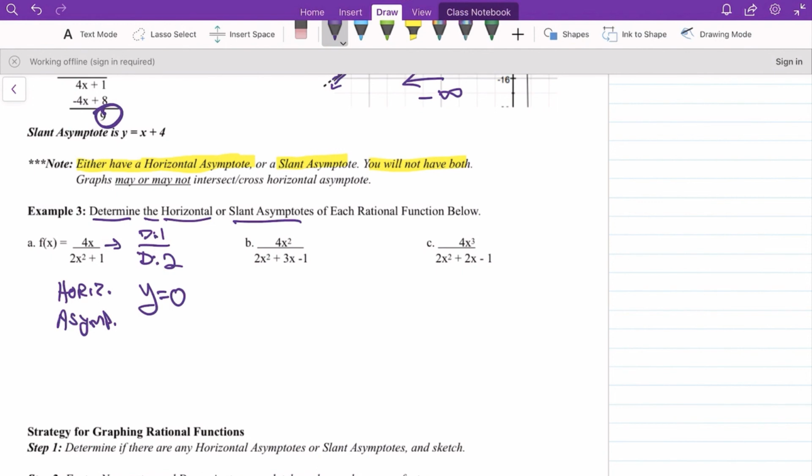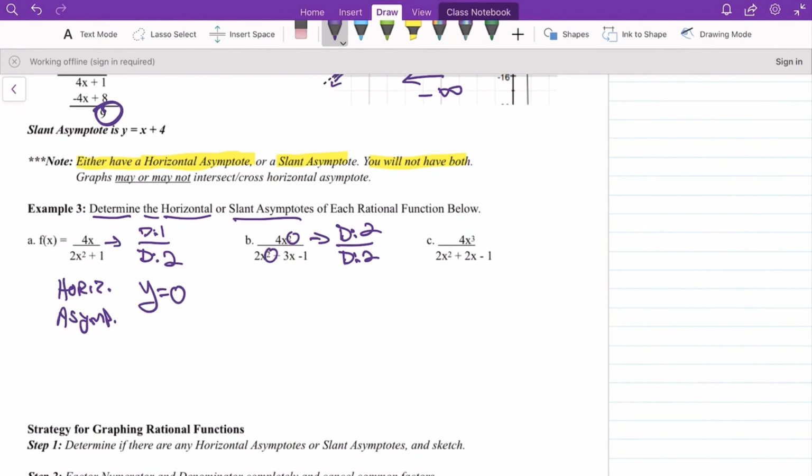If we go to the next one, the degree of the numerator is 2, and the degree of the denominator is also 2. So what we said earlier was if the degrees are the same, you look at the lead coefficients. I'm going to look at the 4 and the 2, and we create our fraction out of that. So y equals the lead coefficient of the numerator, 4, over the lead coefficient of the denominator, 2, and then we can reduce that. So it's going to be 2. So we would have a horizontal asymptote at y equals 2. So that one's fairly quick.